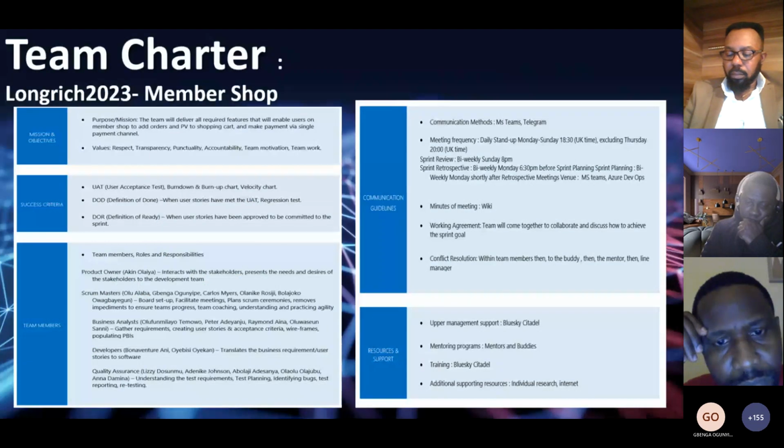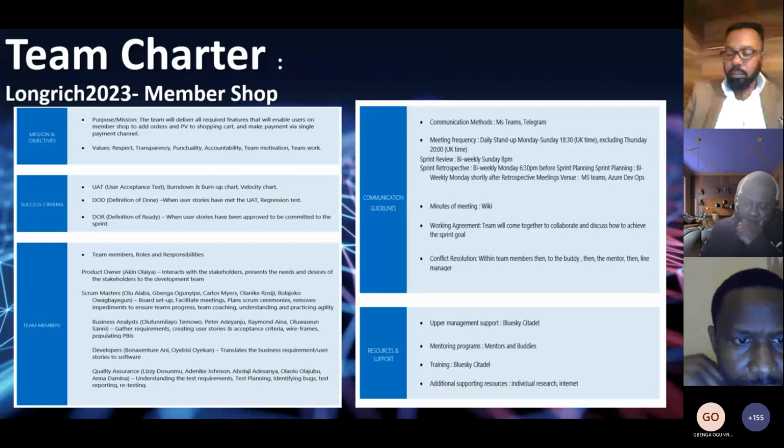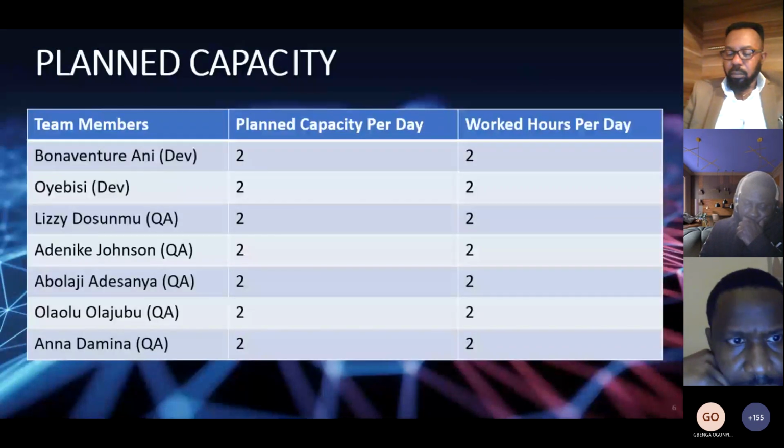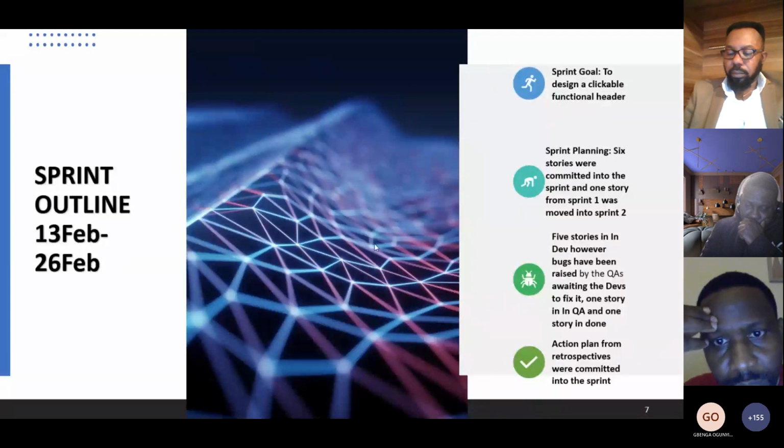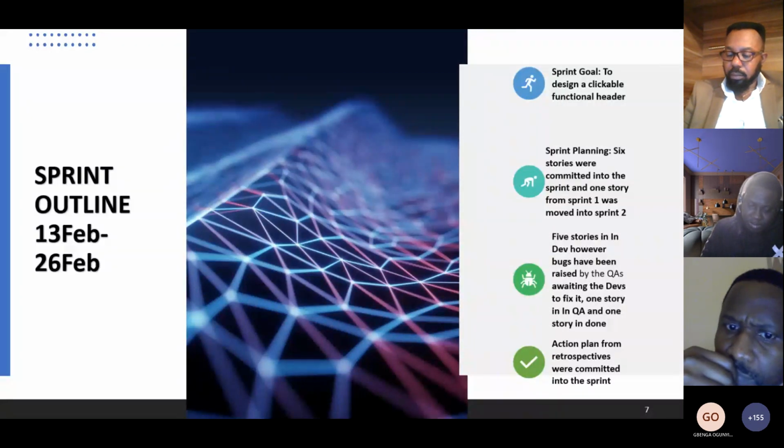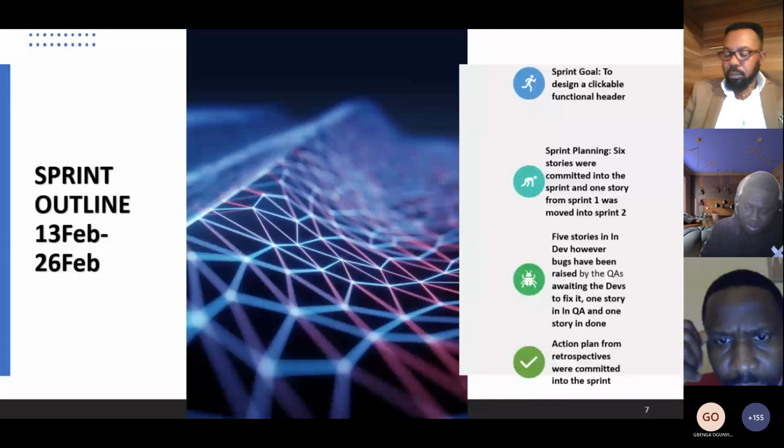Here we have our team charter for the sprint, and then the planned capacity, where we have 2 hours for each of the developers and the QAs every day. Our sprint outline for 13th of February to 20th of February has the sprint goal to design a clickable functional header. We have 6 user stories, and one that we had to recommit from the last sprint, so altogether about 7 user stories. We have 5 stories in dev, however bugs have been raised by the QAs, awaiting the devs to fix them. 1 story is in QA and 1 story in done.